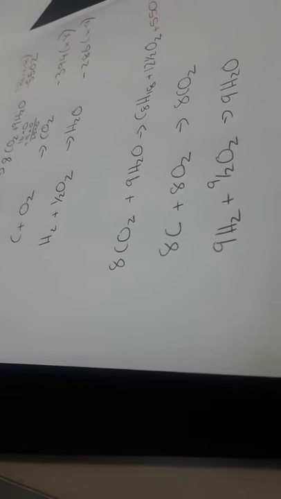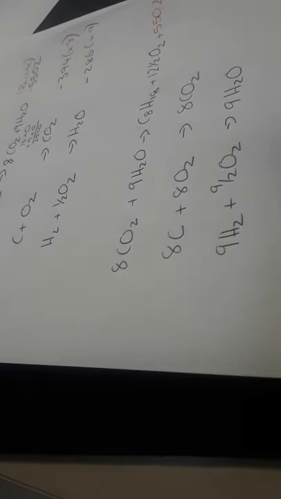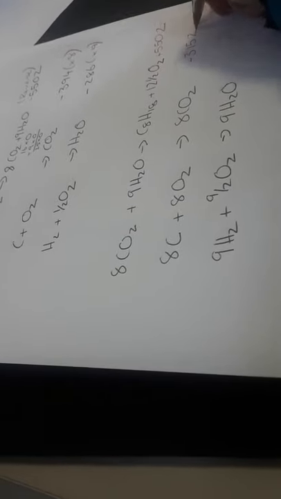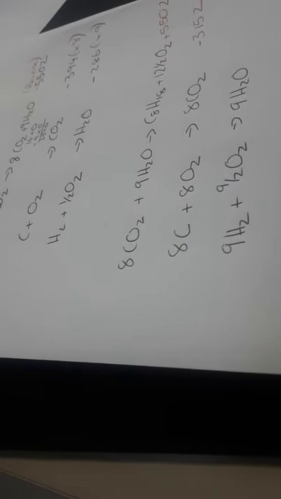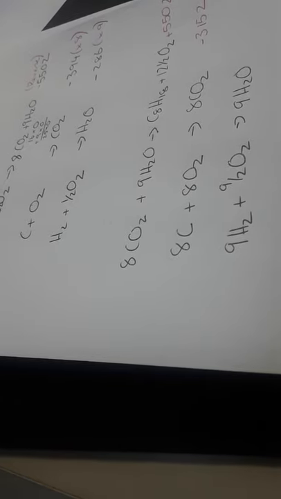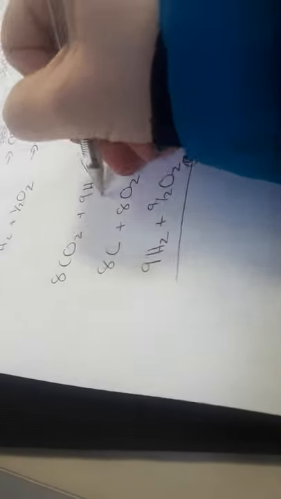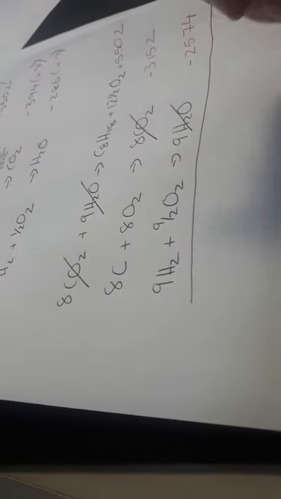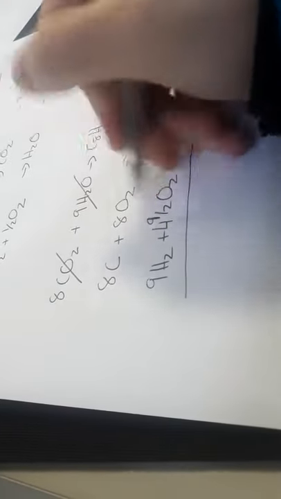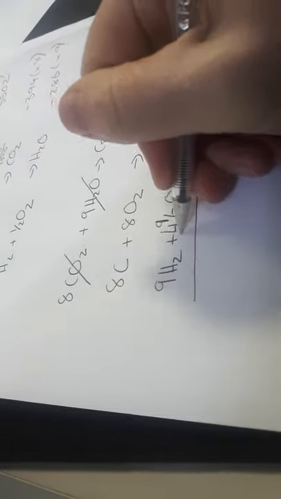My -394, I have to multiply that by 8, which gives me -3152. And finally then, my -286 by 9 means that is going to be -2574. And here I cancel what I have on my left-hand side with what I see on my right-hand side. 9 H2Os, I have 8 CO2s, and 9 over 2 O2 is the same as 4.5 O2. So 8 and 4 is 12, which gives 12.5. And that's going to cancel with my 12.5 here.